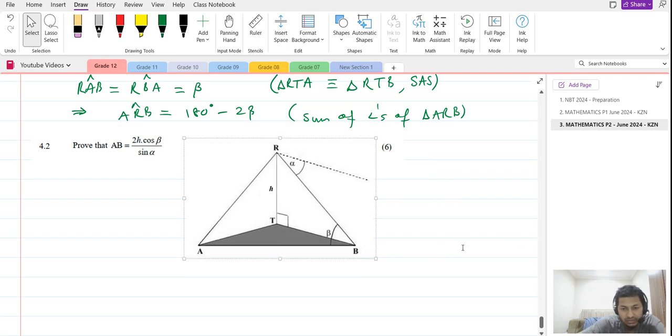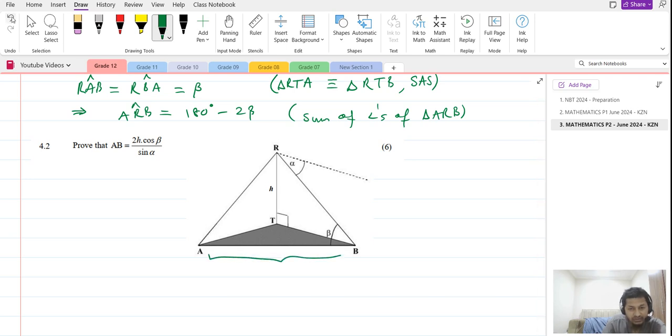We know that this is alpha. We want to find AB, the distance AB. That's what we want to find. We want to find what is AB.